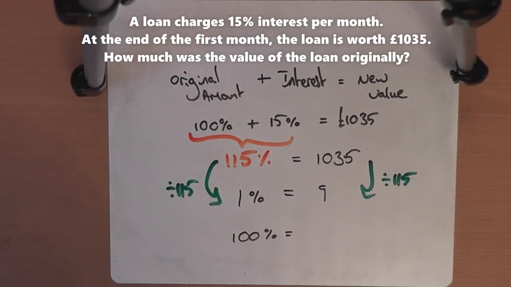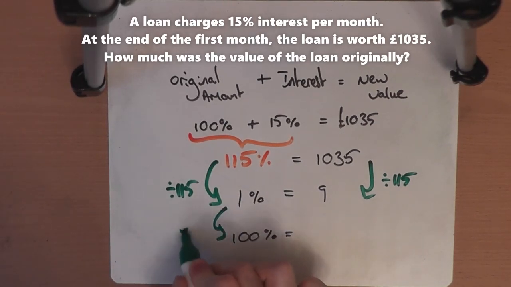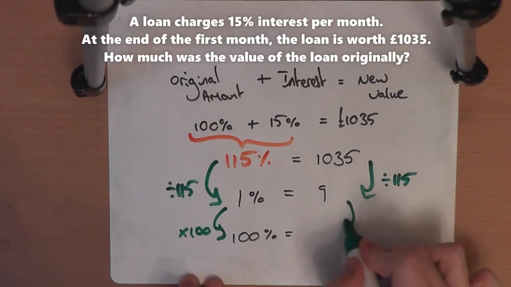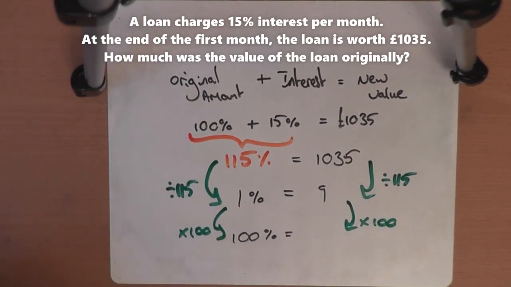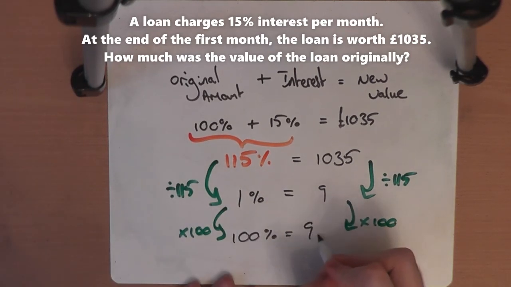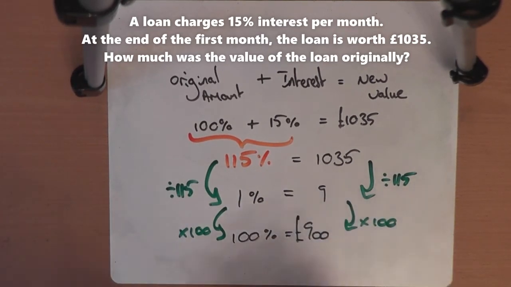But then we don't want 1% either, we want 100%. So how do we scale back up to get from 1 to 100? Well, we simply times by 100, which means we do exactly the same on the right. So we do 9 times 100, giving us a final answer of £900. And the value of the loan originally will have been £900.